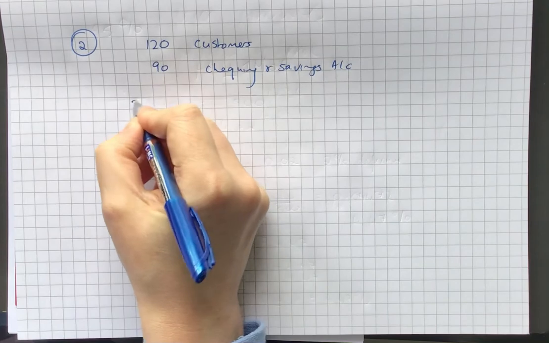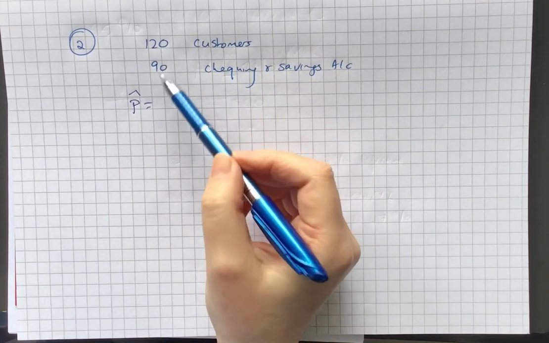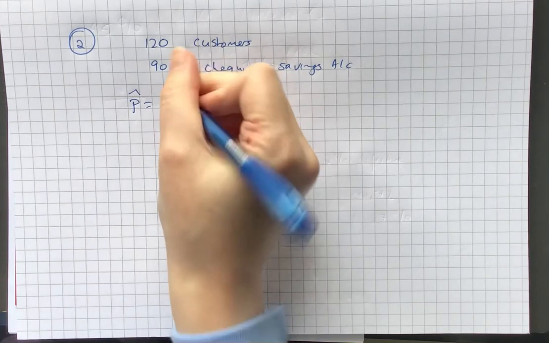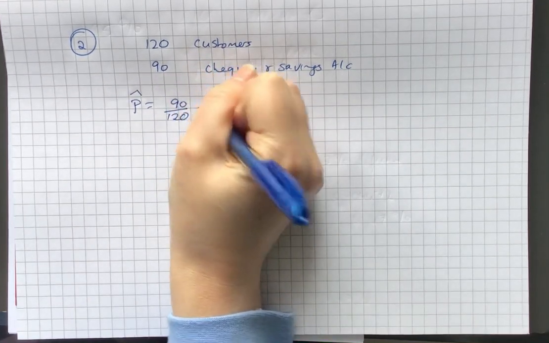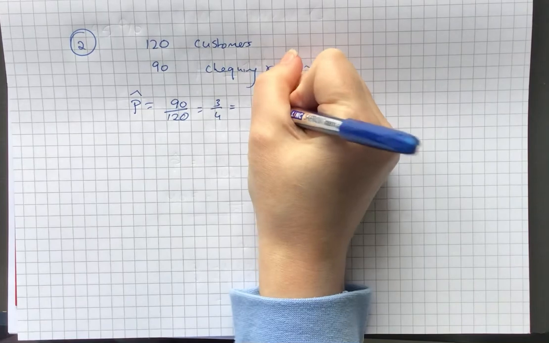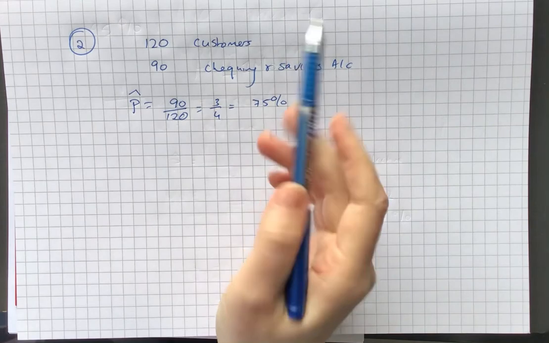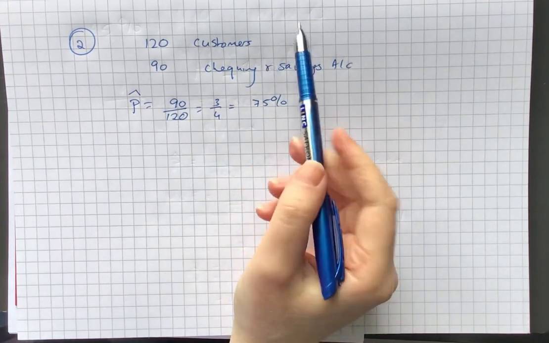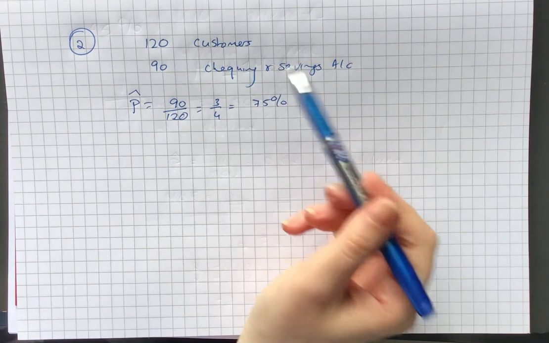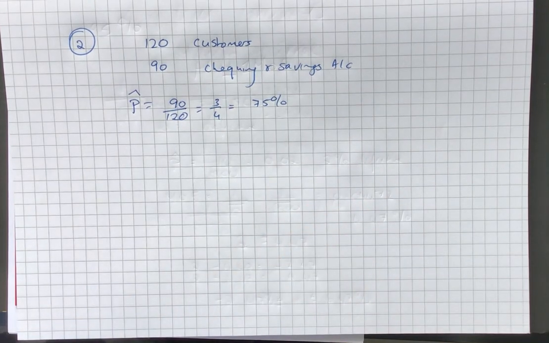All right. So the proportion of the survey that they have completed: 90 out of 120. That's equal to 3/4, which is equal to 75%. So 75% of people in the survey have a checking and savings account. So we want to expand that out now to the population. We want to say, at a 95% confidence interval, what is the maximum and the minimum amount of people who could possibly have a checking and a savings account?